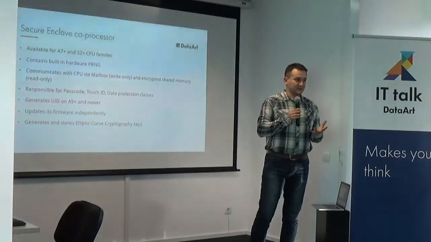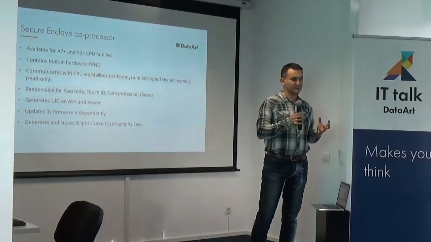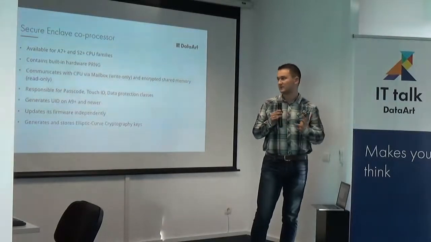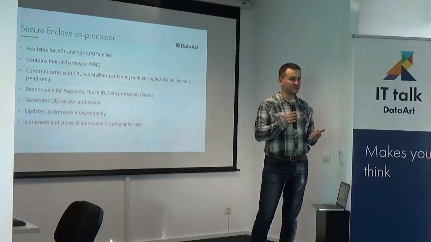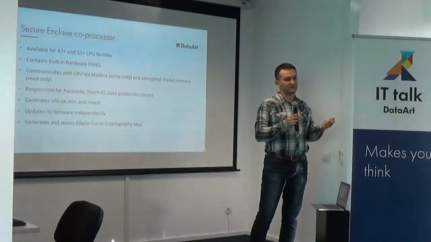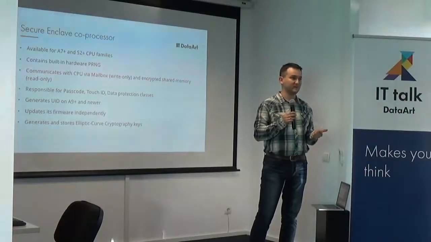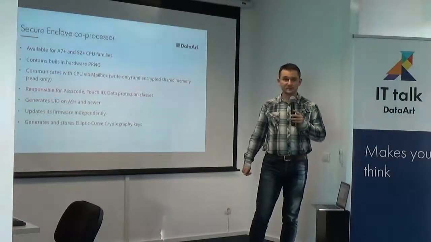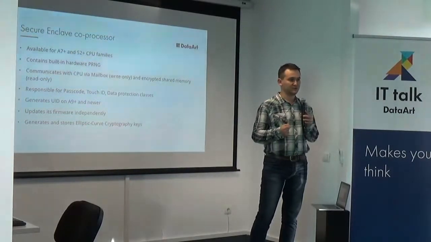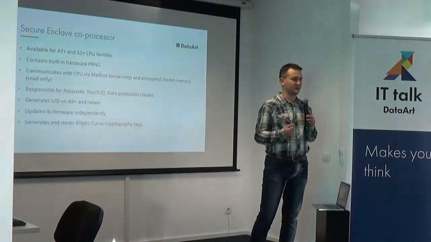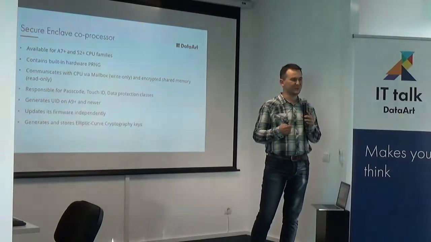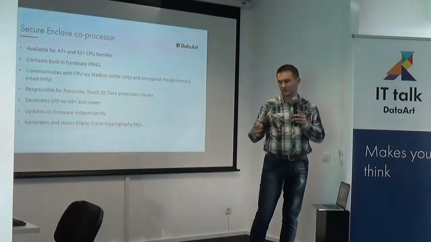What is a Secure Enclave? As I said previously, it is a security coprocessor which is responsible for different security features, starting from encryption and ending in storing your Touch ID or Face ID. It is available for all modern A7 and above processors and S2 and above CPU family. It contains a built-in hardware pseudo-random generator. It means that such a generator has better entropy than a simple one and produces random numbers which are almost indistinguishable from a real random sequence.